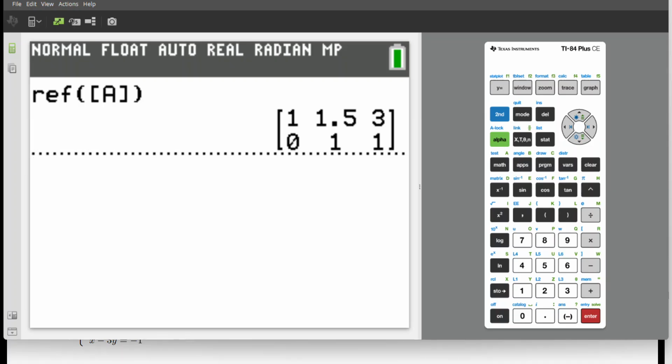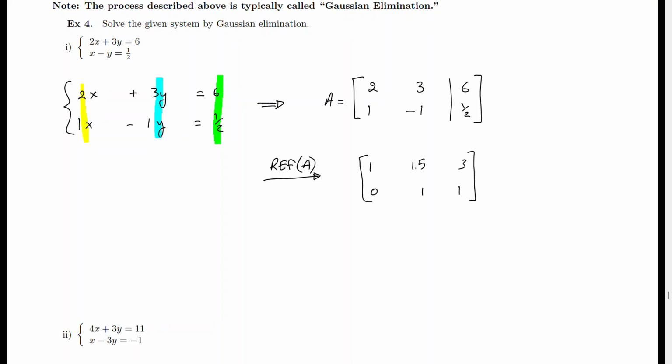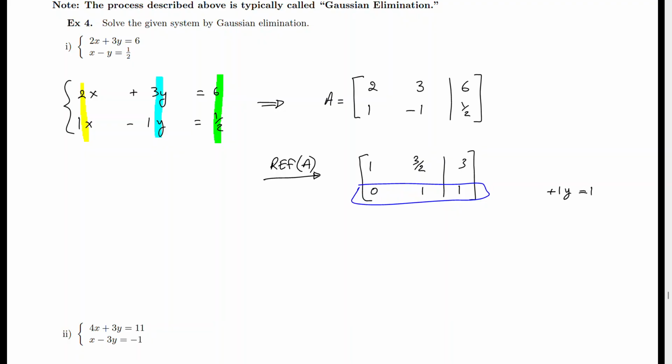1, 1.5, 3, 0, 1, 1. I personally don't like writing decimals, so instead of 1.5, I'll go ahead and write 3/2. It's the same thing as 1.5, but this is a little bit better. So remember, the first column represents the x's, the second one is the y's, and then these are all the random numbers. And by reading the second row, I can see that it says 0x and 1y equals 1. Well, if I get rid of 0x because it's 0, and I don't need the 1y, I could just write y.